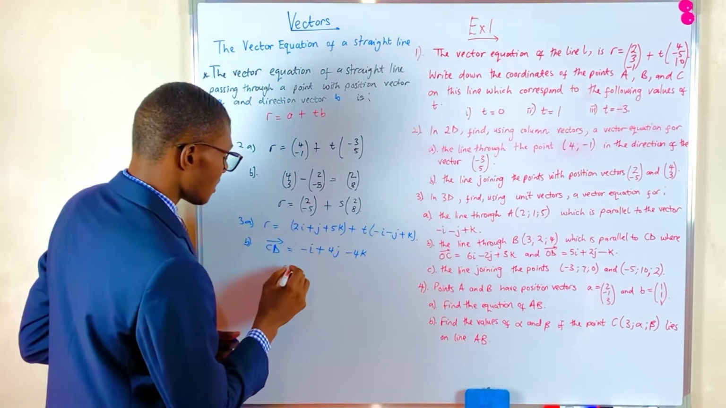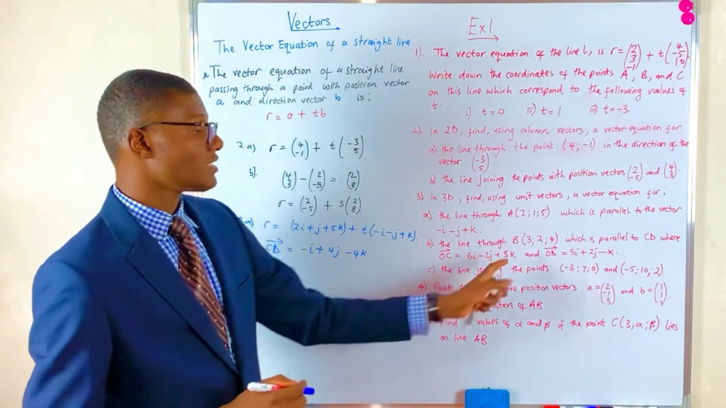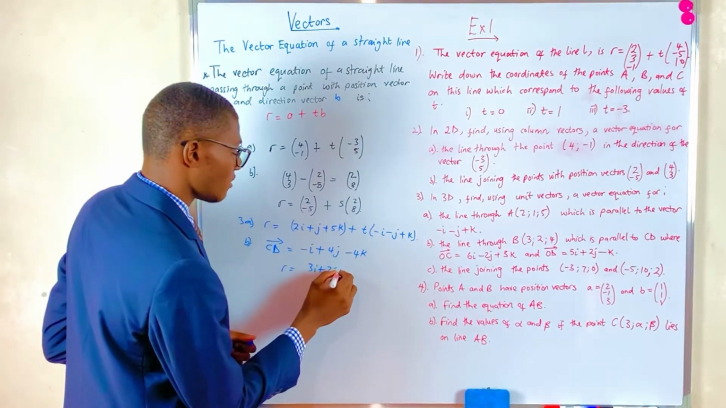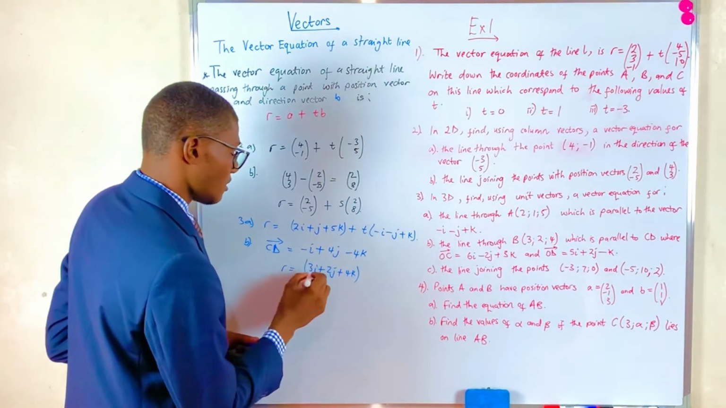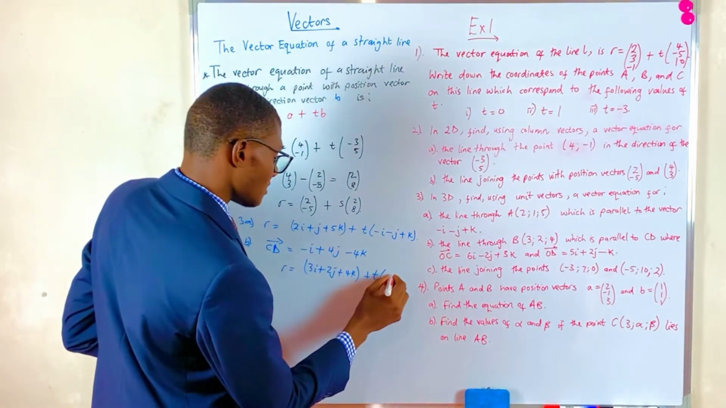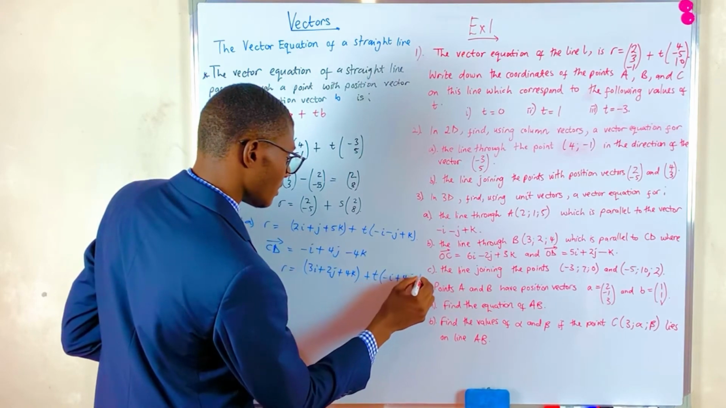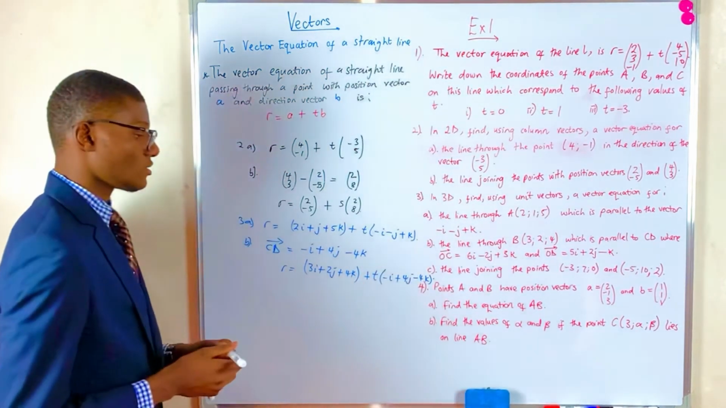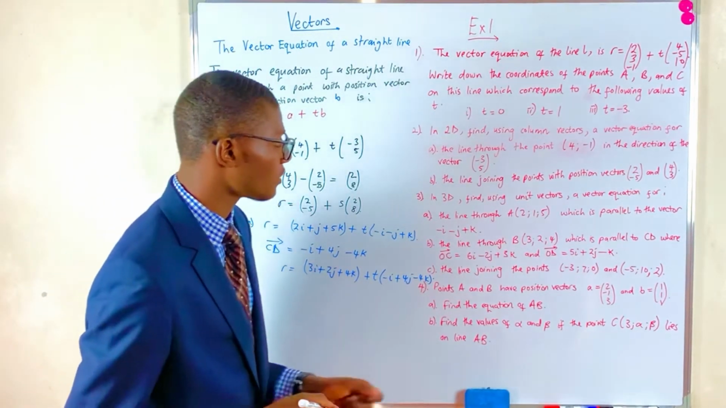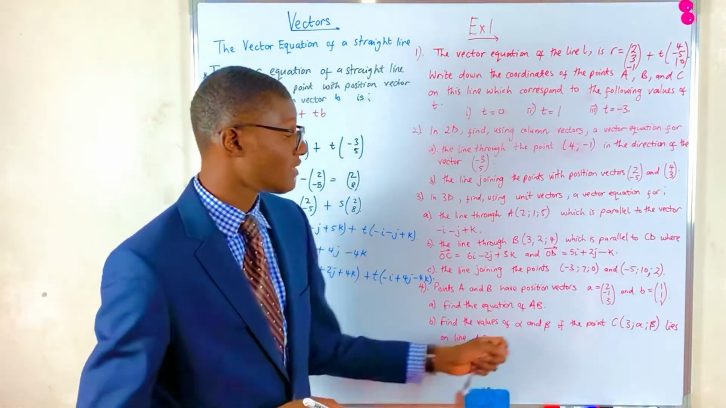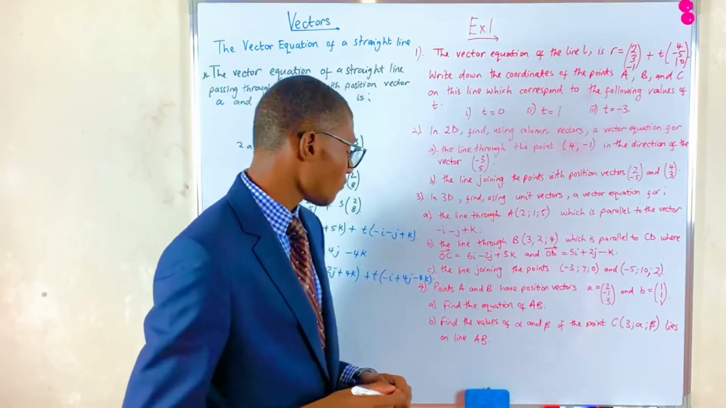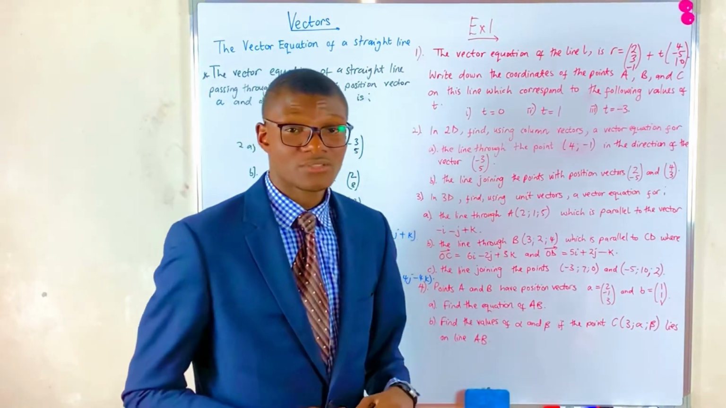So the equation r will be given by the position vector OB, which is 3i + 2j + 4k, and then plus t times the direction vector -i + 4j - 4k. So this will be the vector equation for 3b. Then for number 4, there are points A and B with position vectors A (2, -1, 3) and B (1, 1, 1). The question now says find the equation of AB.